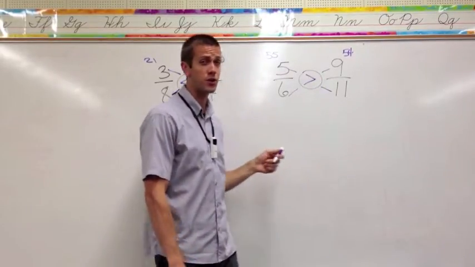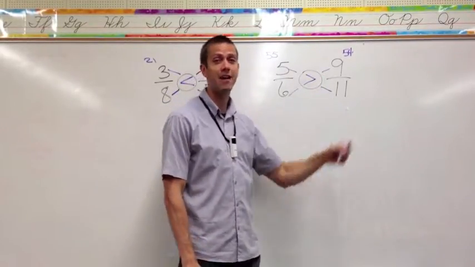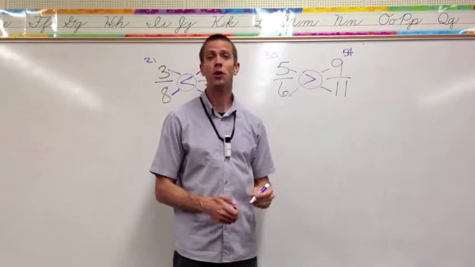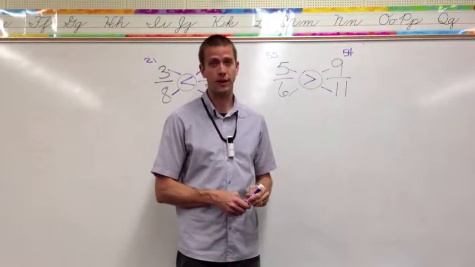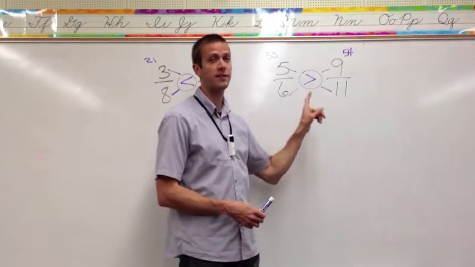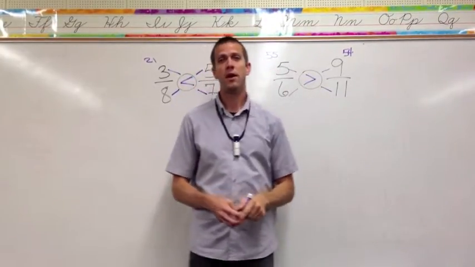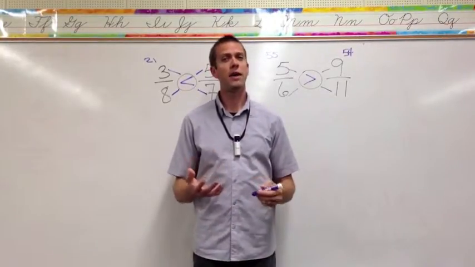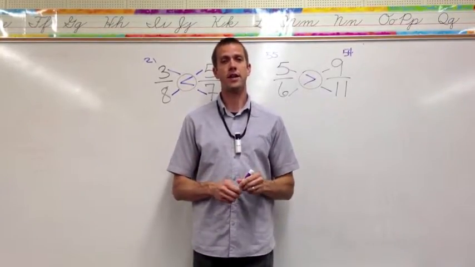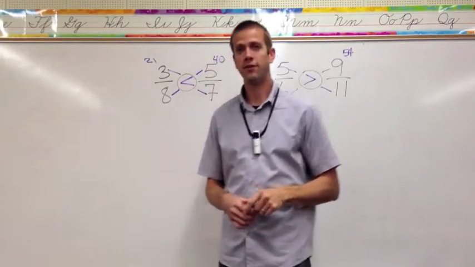Now, if you were to try to draw 5/6 and 9/11, they would be so close you probably could not tell the difference between them. But cross products tells us exactly that 5/6 is a little bit bigger. Now, finding common denominators uses a completely different technique. Let me draw two more up there so you can see.